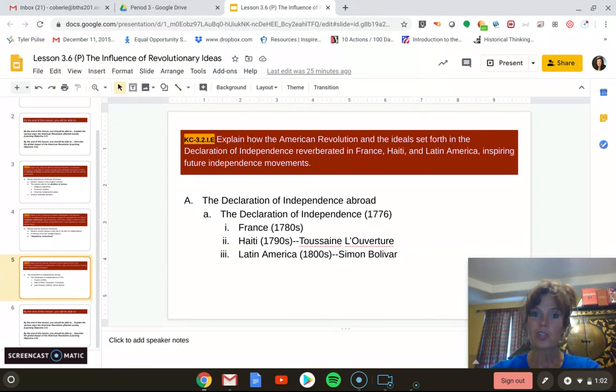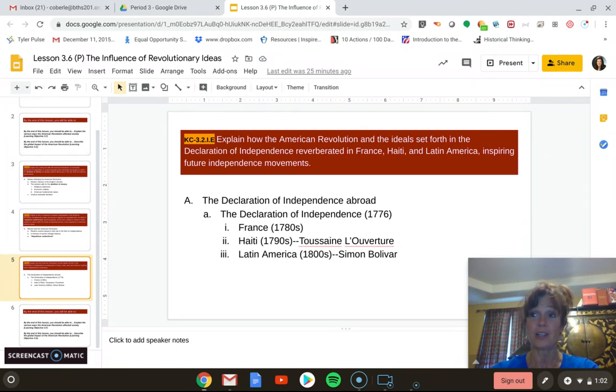Most of the population of Haiti was enslaved Africans. They were so inspired by the ideology of the American Revolution. Toussaint Louverture, a former slave, rises up against the French colonizers, and he leads the very first successful slave revolt in the modern world.